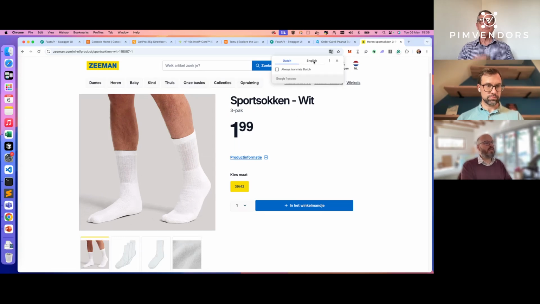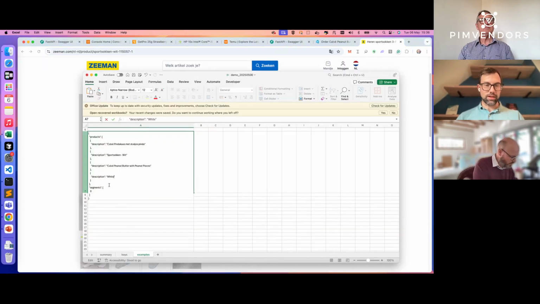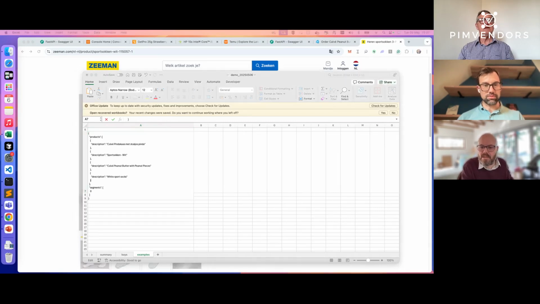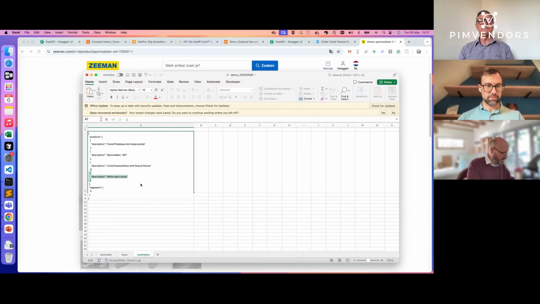My Dutch is correct. It should be white sport socks. Am I right? Okay, let's put that in. Yeah. And if you could add an LED light as well. Okay, LED light, great, we'll do that. So we'll send in a couple. This will take a while, a couple of seconds.